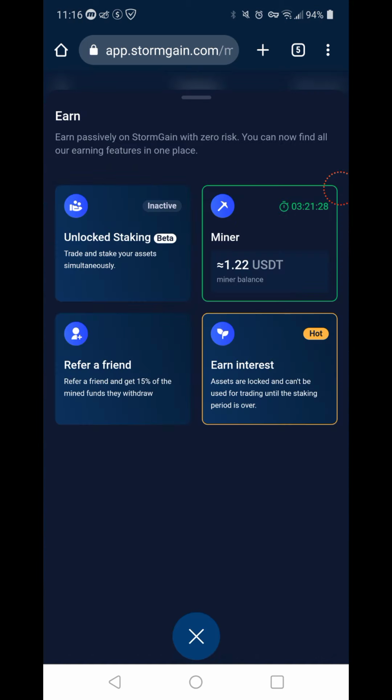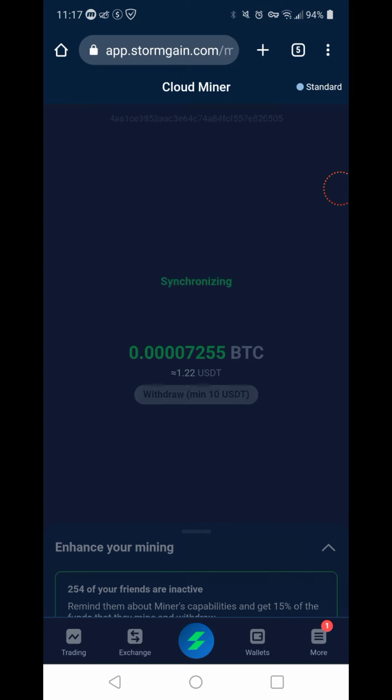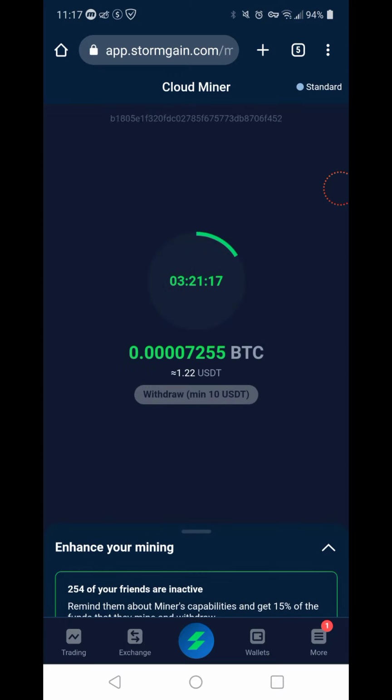So you click that, right? Go to miner. Now I'm just using the web-based version. I prefer to use it whether I'm on my computer or on my cell phone. I just personally don't like using the app itself. I feel like there's a lot more to expand on using Stormgain.